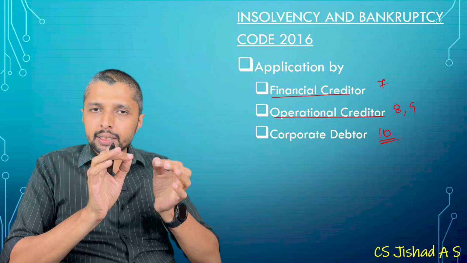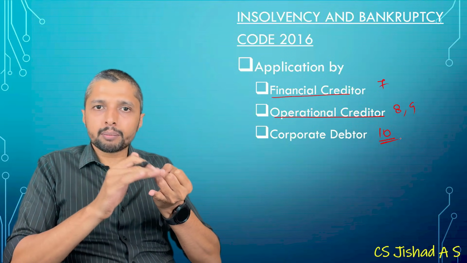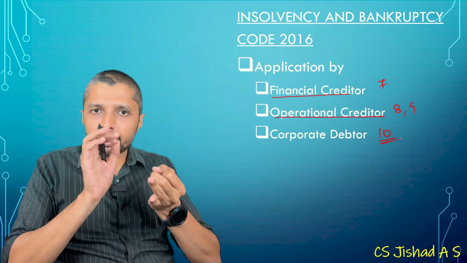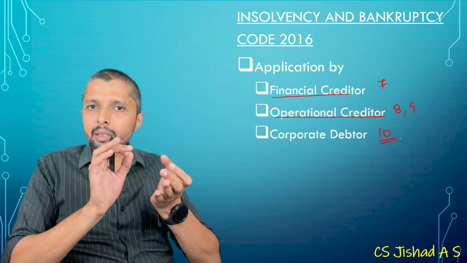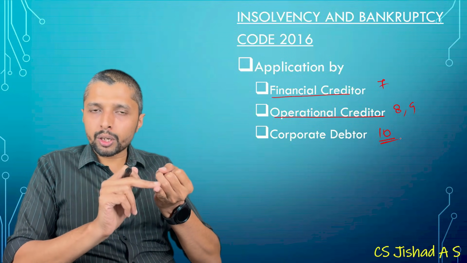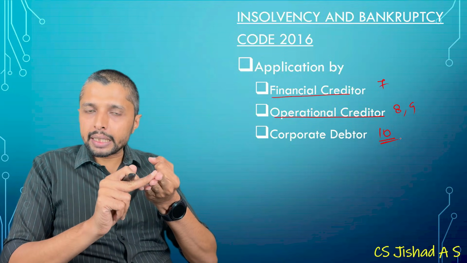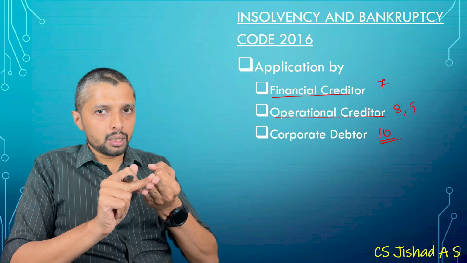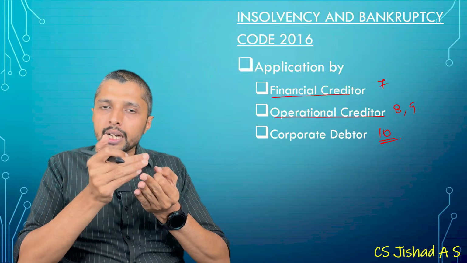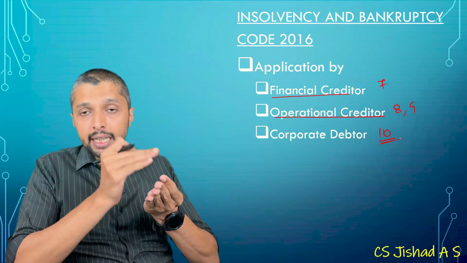Okay, so the thing is that you are making an application to NCLT. NCLT will be accepting or rejecting the application. Once they accept the application, they will be passing 3 orders. They will be issuing a moratorium, they will be making a public announcement, and they will be appointing an interim resolution professional. Then the insolvency resolution process, CIRP, has to be completed within a period of 180 days. 180 days.